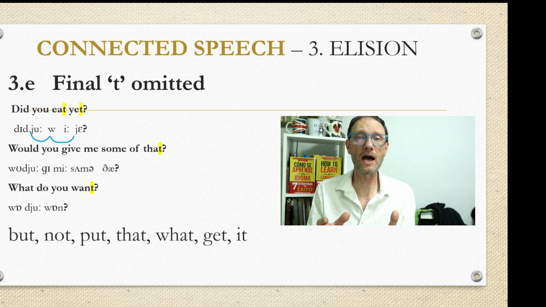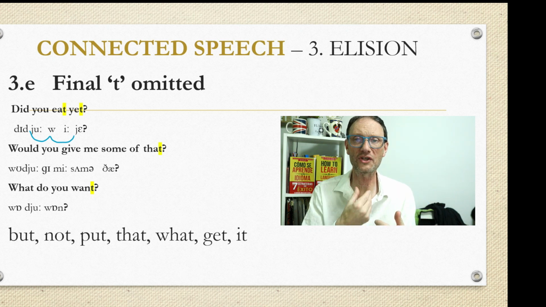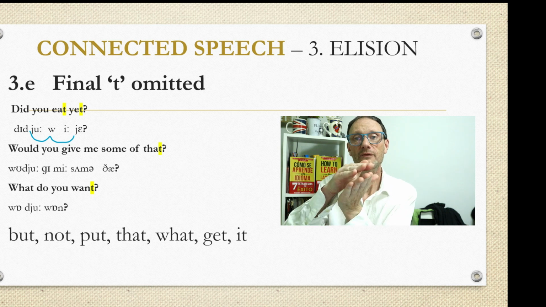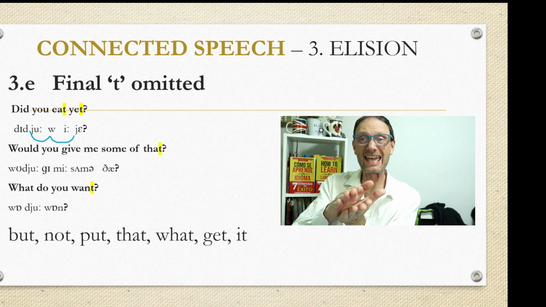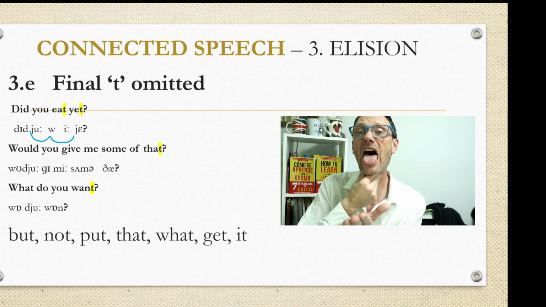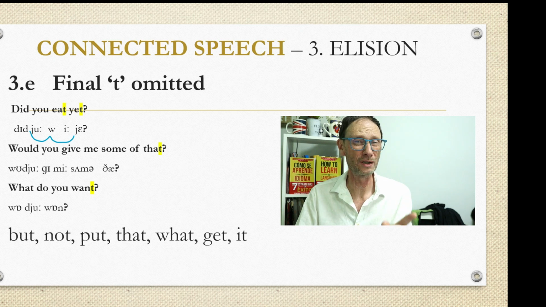But becomes but. Not becomes not. Put becomes put. That becomes that. What becomes what. Get becomes get. And it becomes it. This is what we will look at soon, called a glottal stop, where you swallow the T. Your vocal cords go together and it stops the air. So you want to say it, but it goes it like that. It will make you sound even more native.